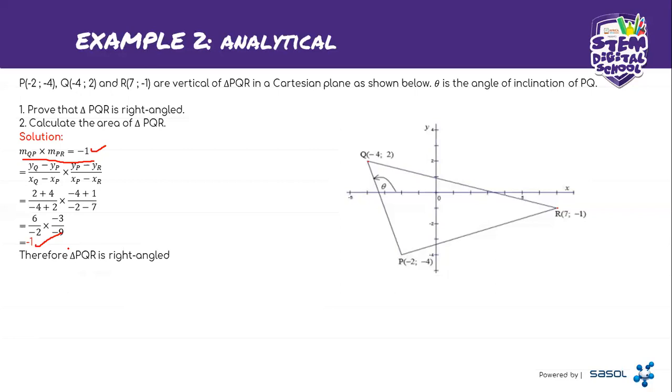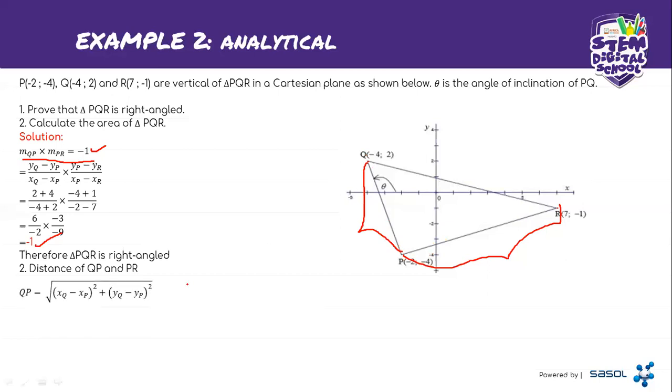Number 2, calculate the area of triangle PQR. Now let's calculate the area. Now we are in need of the distance of QP and PR. We need the distance of this side and the distance of this side, right? So that we can say the height. We can take this side as the height. We can take this side as the base. Then it's going to be easy for us to calculate the area.